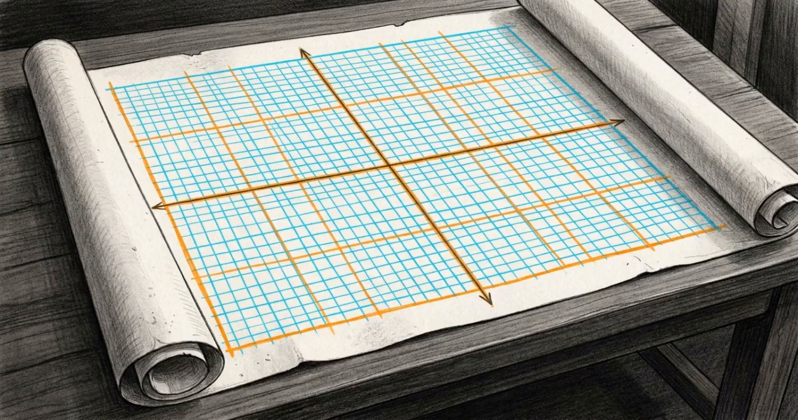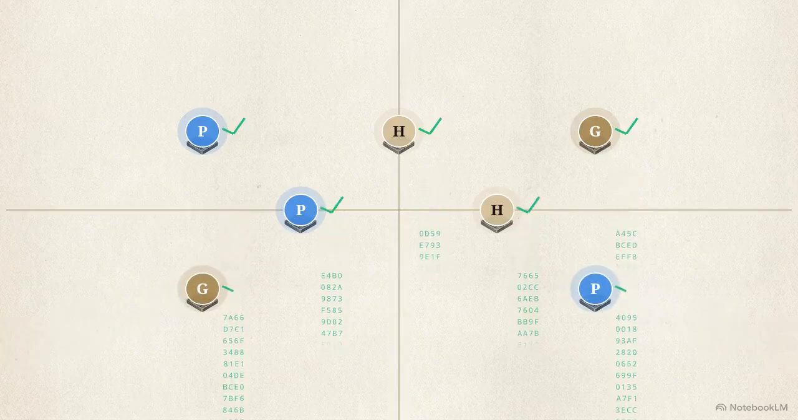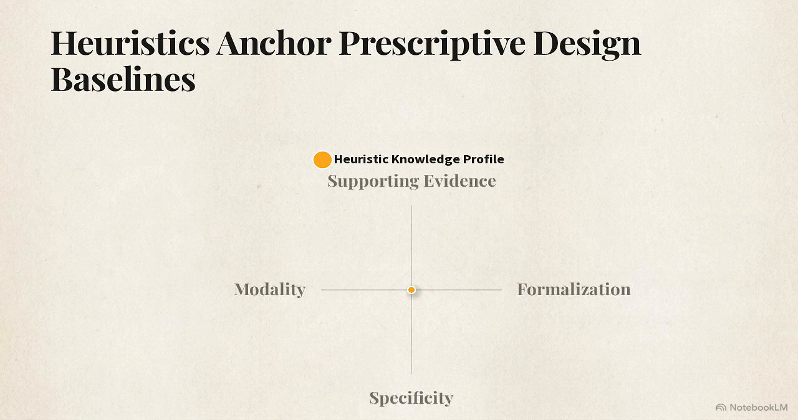To do that, we need a framework that can map each concept across several dimensions of evidence and formalization. Mapping these definitions provides the framework researchers need to test and repeat design experiments with consistent results. This framework uses four specific dimensions to classify design knowledge: supporting evidence, specificity, formalization, and modality.